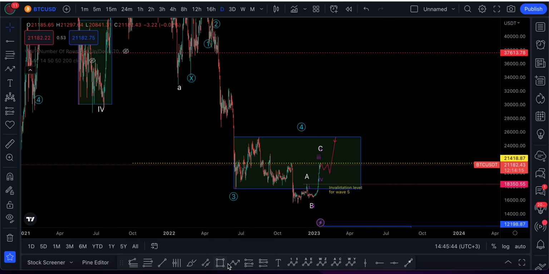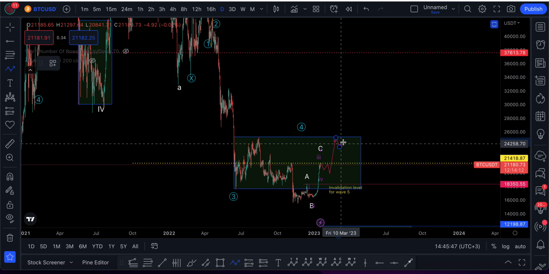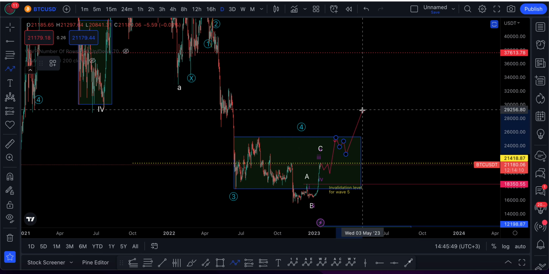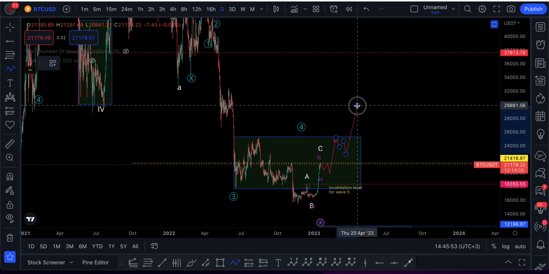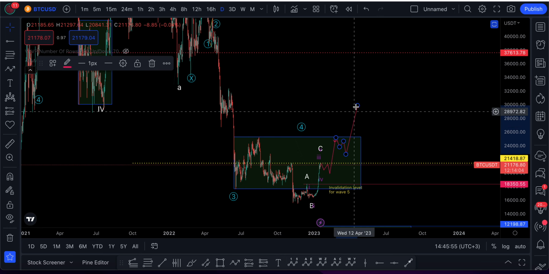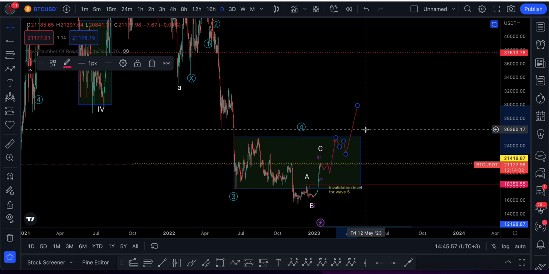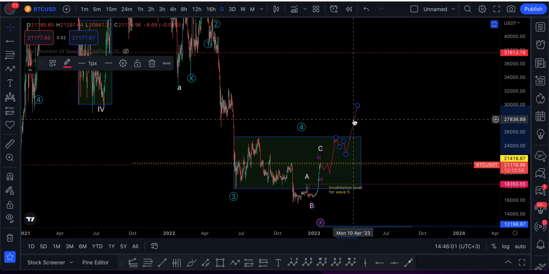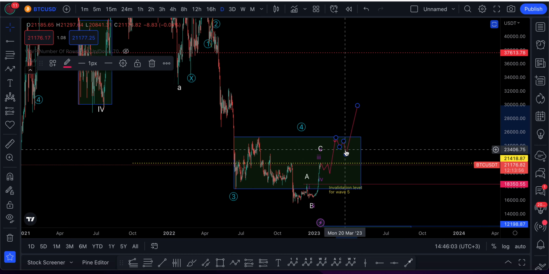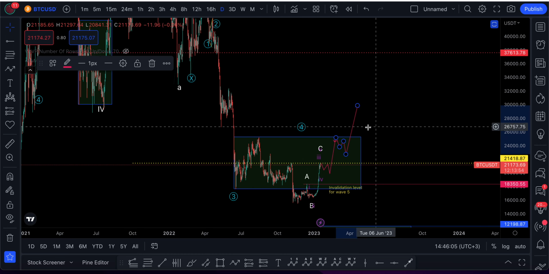And from there, we might expect a 3-wave pullback. If we get that, I would also probably buy that, and BTC might go to new prices such as the 28, 30k or somewhere there, right? Because it will be confirming that we're breaking out of this whole range.